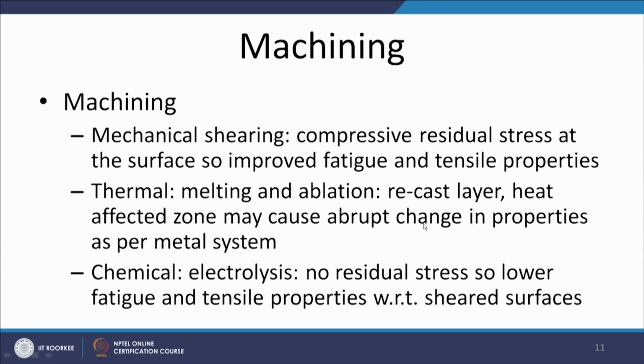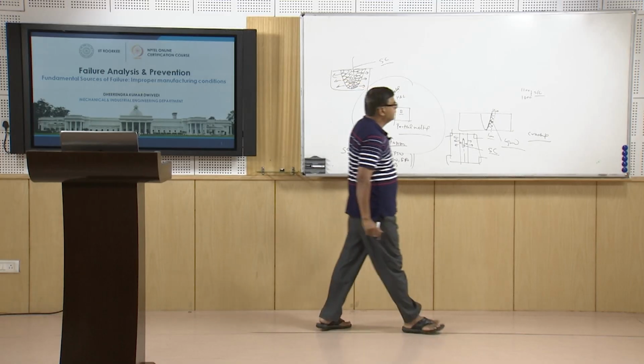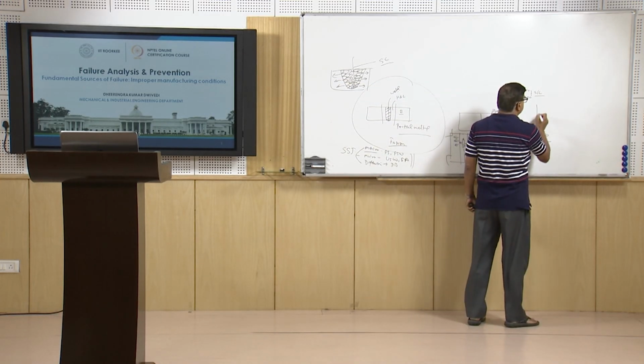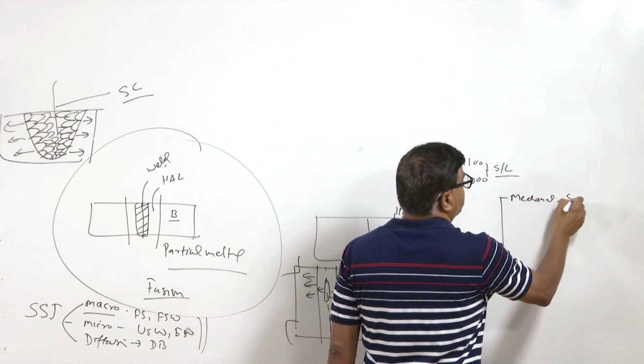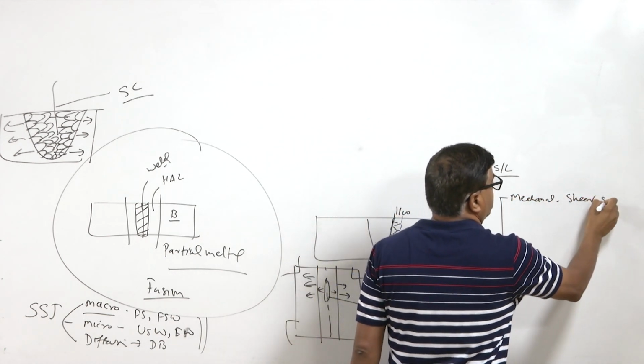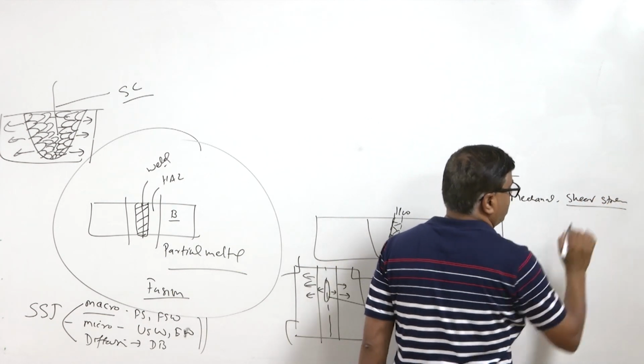So, hardening and softening in solid state joining can take place as per the kind of metal system which is present. Now, another process is machining, wherein we know that machining can be carried out by various approaches. There are three categories of process for removing the material. One is mechanical, basically we use shear stresses for removing the material, like in all conventional machining.